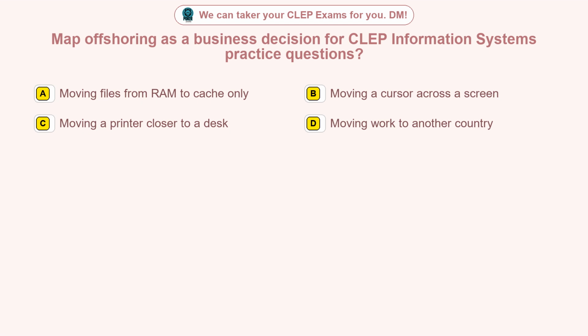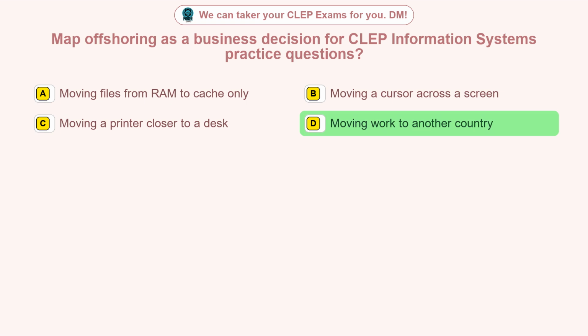Question 97. Map offshoring as a business decision for CLEP Information Systems practice questions. Option A. Moving files from RAM to cache only. Option B. Moving a cursor across a screen. Option C. Moving a printer closer to a desk. Option D. Moving work to another country.